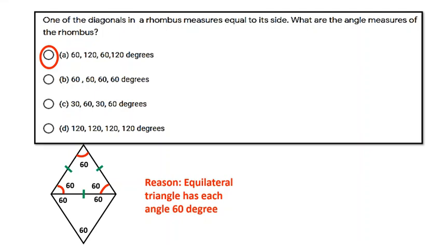What about the upper triangle? I said yesterday it is isosceles. But in this case, it is not isosceles. It becomes equilateral because it is given that one of the diagonals is also the same as the side. So it is an equilateral triangle. Side becomes equal to the diagonal.